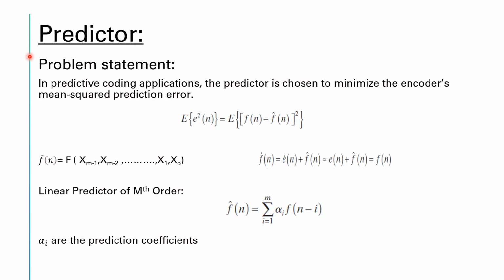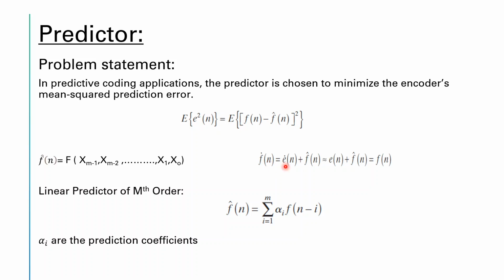The predictor is the most important part of lossy predictive coding. The problem statement is that we have to minimize the expectation of e squared, the second order moment, that is, the mean square prediction error, E[(f(n) - f cap of n) squared], where f cap of n is a function of the past values.